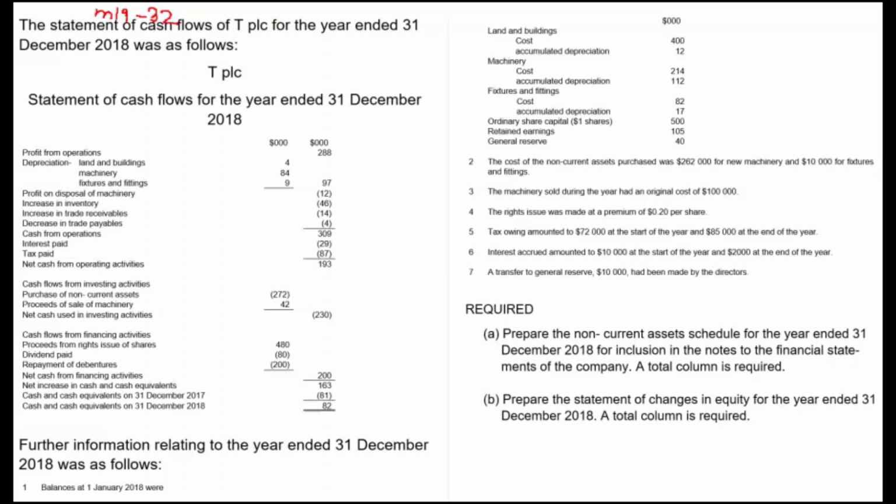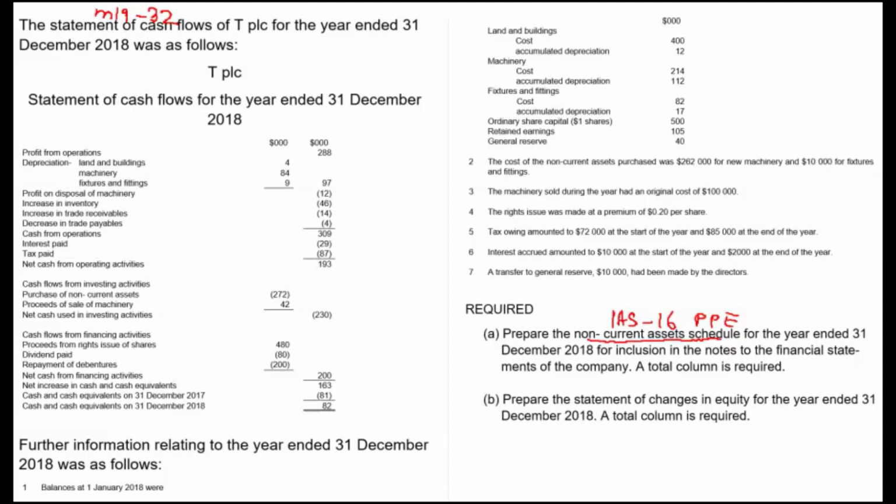We have been given the statement of cash flows for TPLC for the year ended December 31, 2018. Some additional information has been provided to us, and then we have been asked to prepare the non-current asset schedule, which is as per IAS-16 Property, Plant and Equipment for the year ended 31st December 2018. And we are also required to prepare the statement of changes in equity. So let's jump right into it.